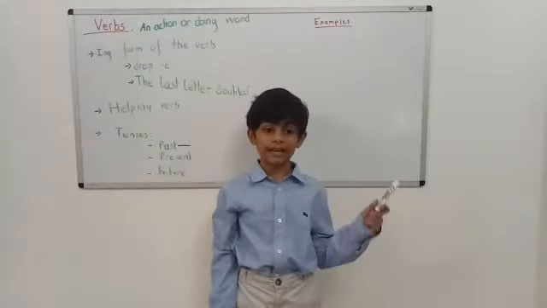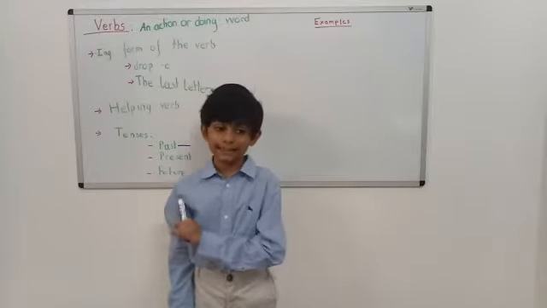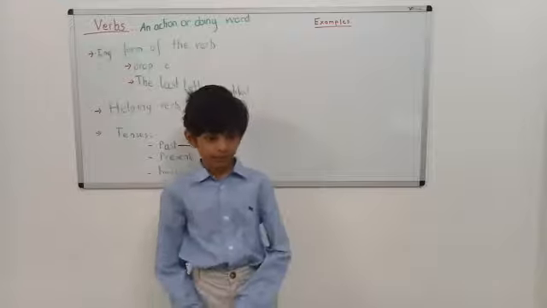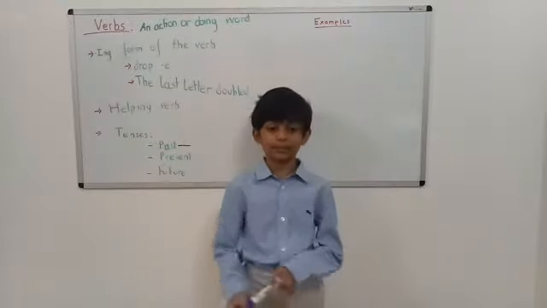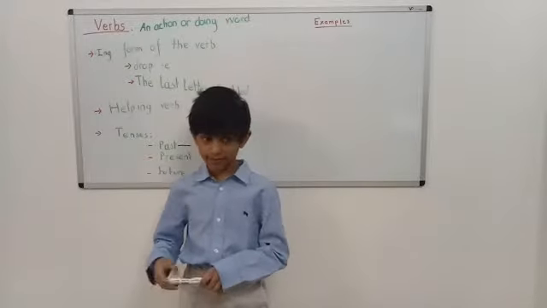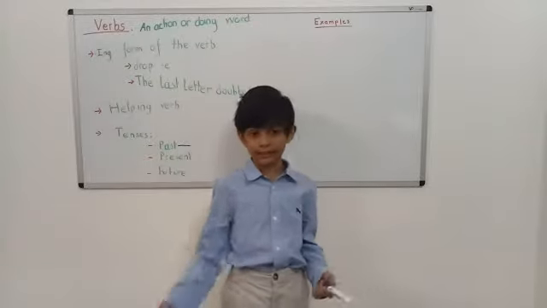Now let's teach you about drop E. When we have a word that ends in E, drop the E and add -ing. Such as write plus -ing equals writing. Care plus -ing equals caring. Taste plus -ing equals tasting.